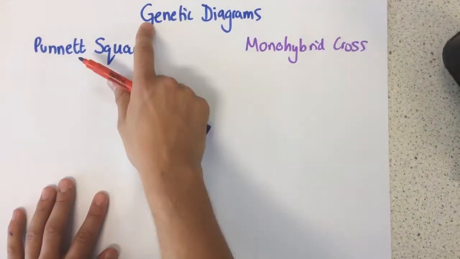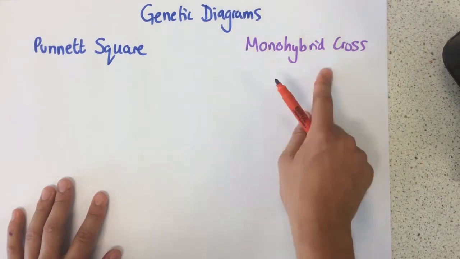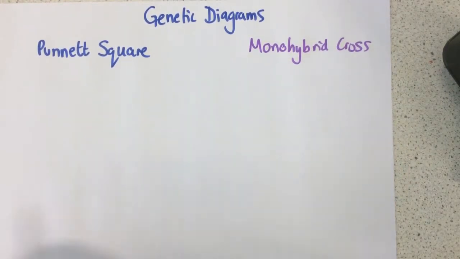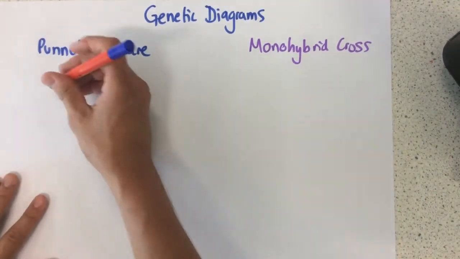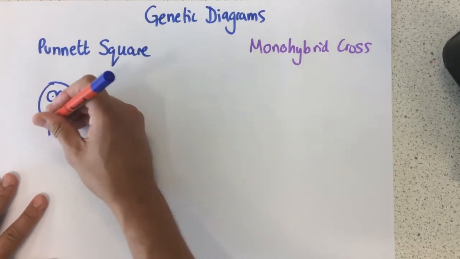Okay, today I'm going to talk to you about genetic diagrams. I'm going to show you how to do a Punnett square, I'm going to show you how to do a monohybrid cross, and we're going to see how sex is determined by using a Punnett square. Okay, so let's imagine first of all we have two people that are going to have a baby.